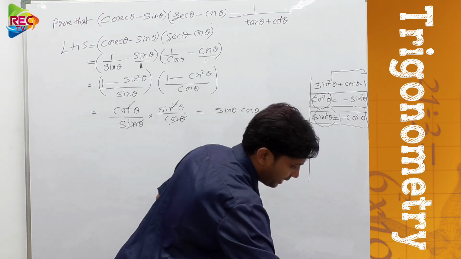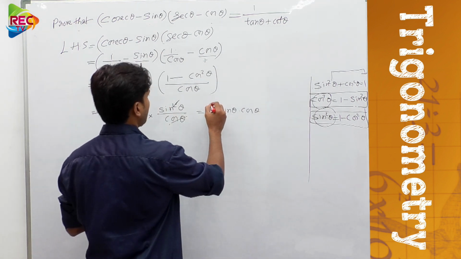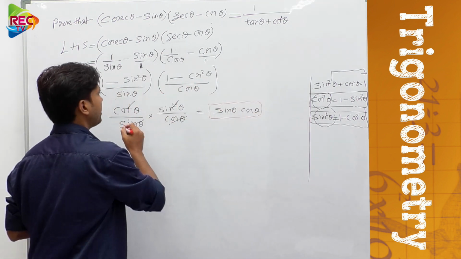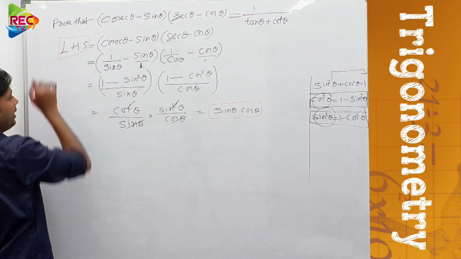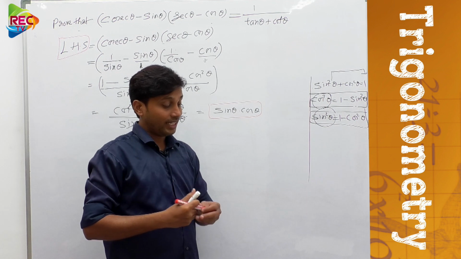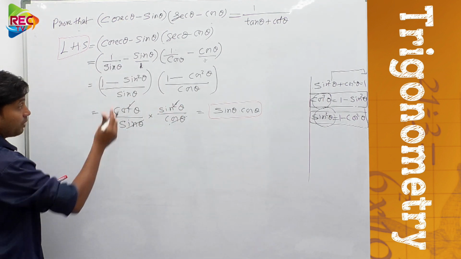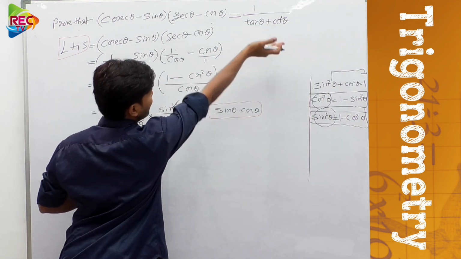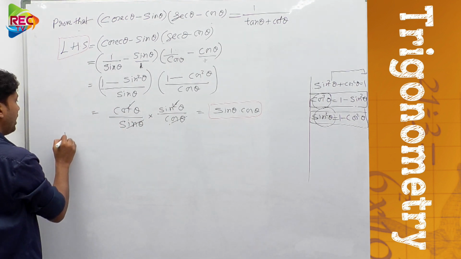Let me highlight this LHS part with a different color of ink. The LHS part is sin theta cos theta, which we obtained. Now let us do one more part. Let us take the other side of the equation, the RHS part.